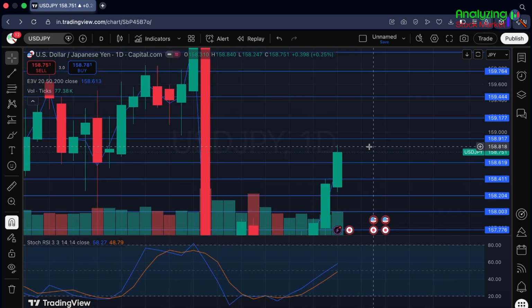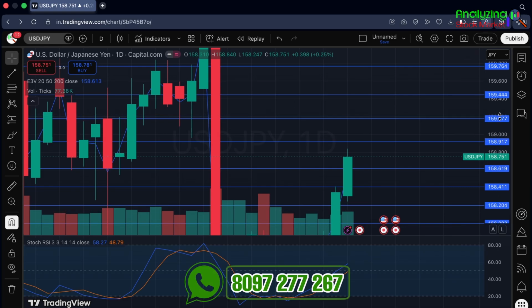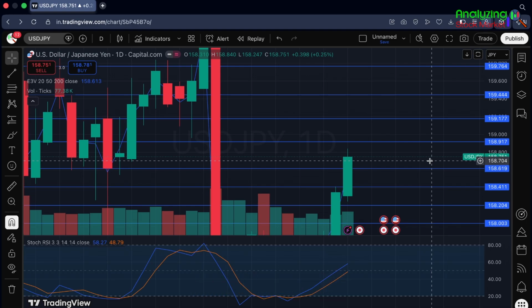Here, if I talk about important support and resistance zones, before that let's talk about the closing. Here 158.751 is the closing. The direct support is 158.619, direct resistance is 150.917. After direct support there is a support of 158.411. After that 158.204. After direct resistance there is a resistance of 159.177 and then 159.444. So these are the important support zones and resistance zones which will help you to take better stop loss and target levels according to your bias, with accurate targets as well as stop loss.